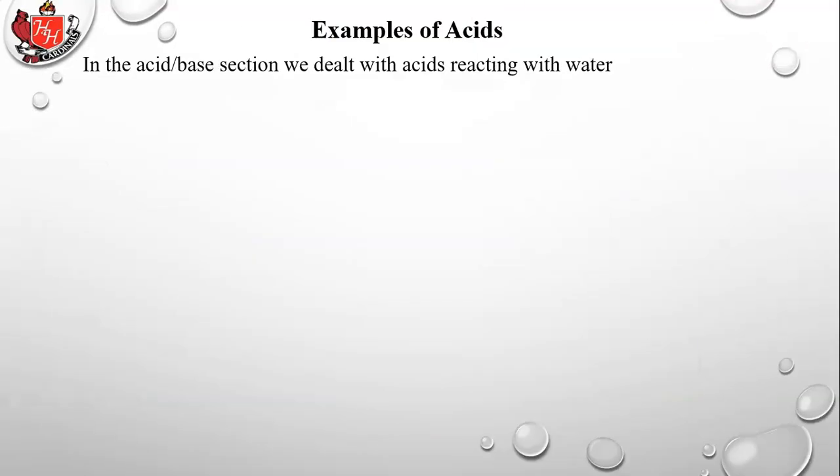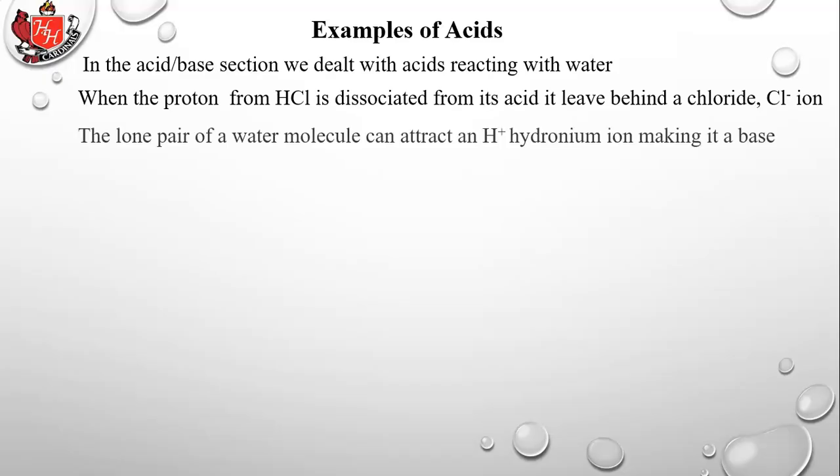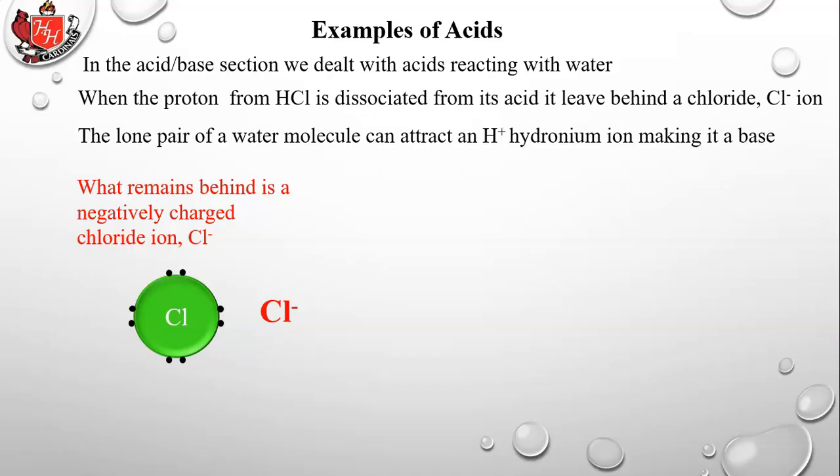So in the acid-base section, we dealt with acids reacting with water. We've done that in the last few lessons. So when the proton from hydrochloric acid, HCl, and we're going to use that as our representative strong acid, hydrochloric acid is a strong acid, one of the 7 strong acids. When the proton from hydrochloric acid is dissociated, it leaves behind a chloride ion. The lone pair of a water molecule can attract a hydronium ion, H+, or H3O+, making it a base.